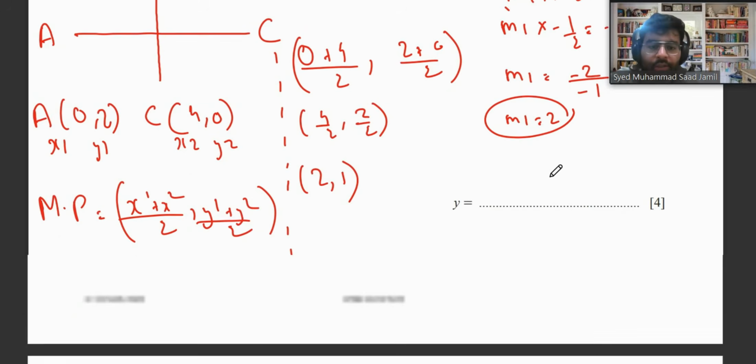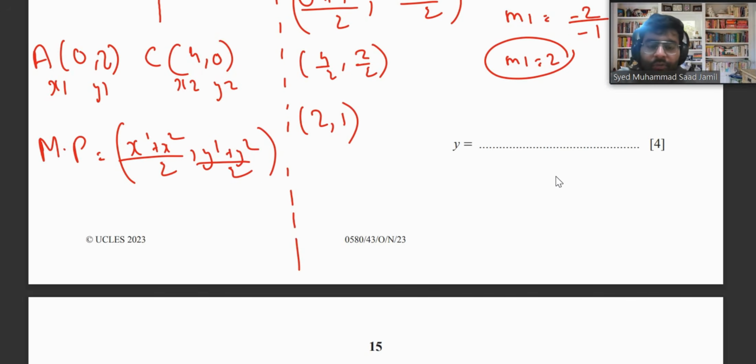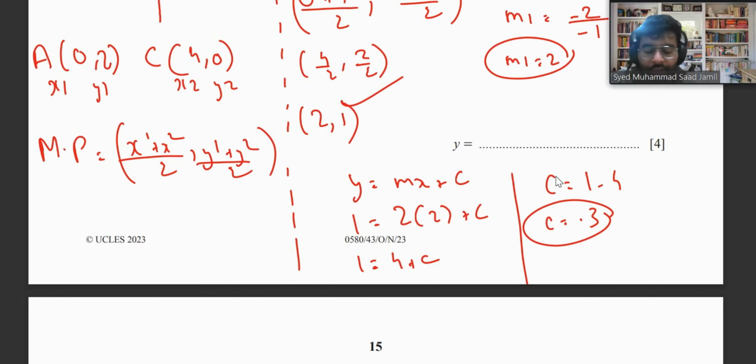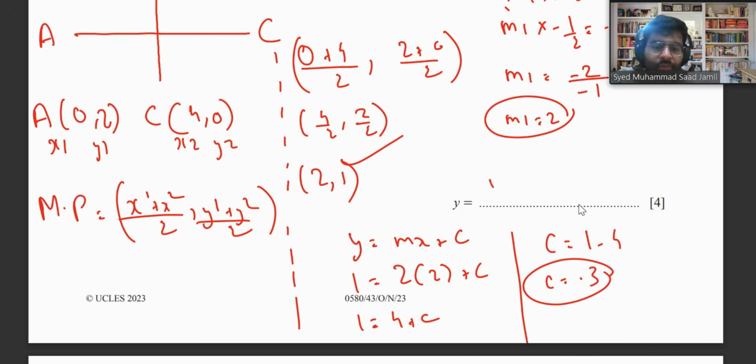Alright. Now again, how do we find the equation? y is equals to mx plus c. Use these coordinates 2 comma 1. How did we get it? Midpoint. 1 is equals to 2 multiplied by 2 plus c. 1 is equals to 4 plus c. c is equals to 1 minus 4. c is equals to minus 3. Alright. So your equation turns out to be y is equals to 2x minus 3.